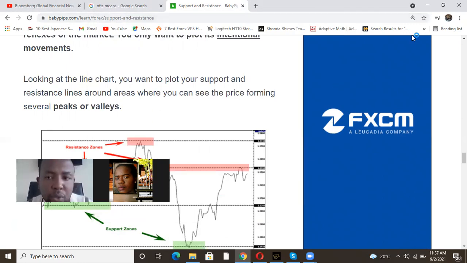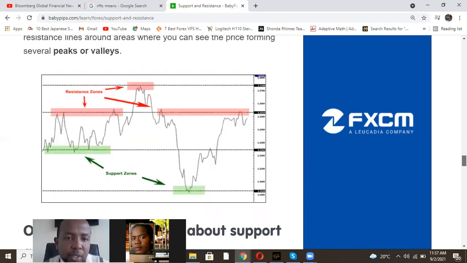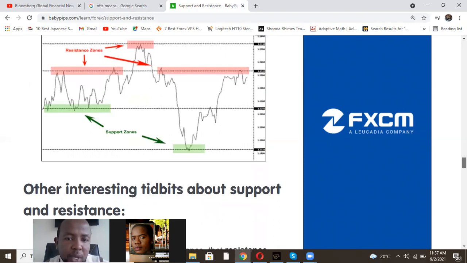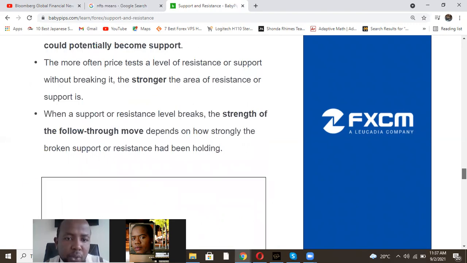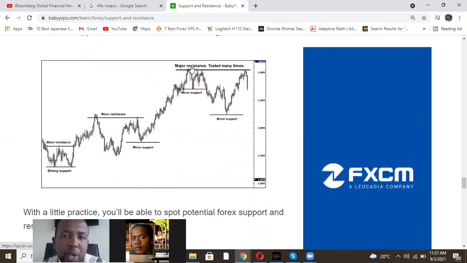So basically we are looking at support and resistance as zones. You can see resistance zones and also support zones. It looks like this. You can see we have a major resistance. If it's tested many times by candles, it becomes a major resistance. You can also see a strong support because there were very many candles down here.